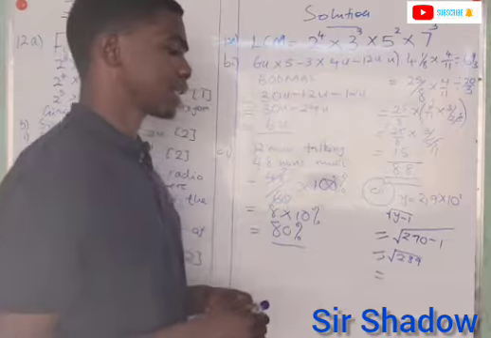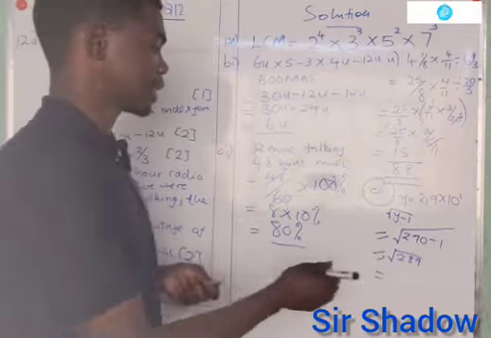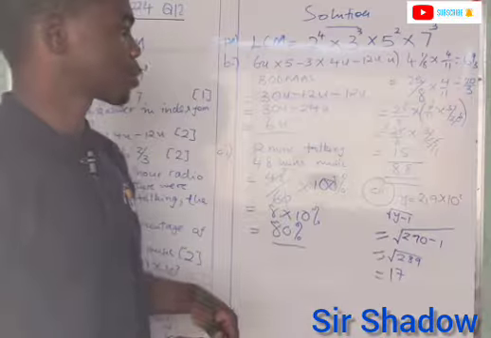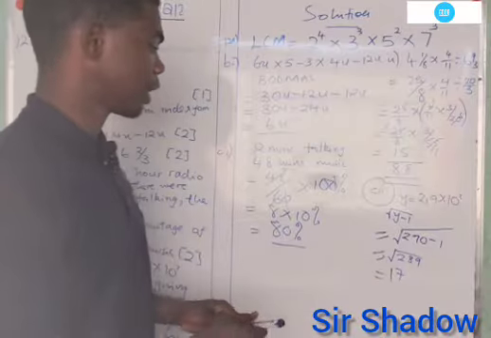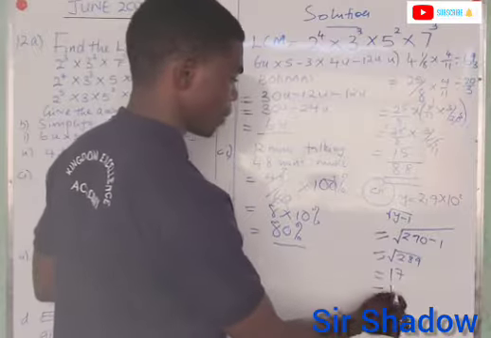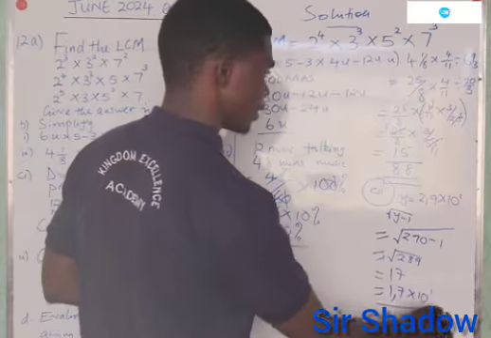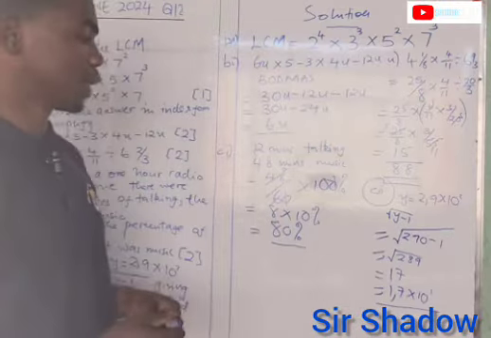289. So I want to find the square root of 289, which is 17. But we were asked to leave our solution in standard form, right? Which is 1.7 times 10 to the power of 1. So this becomes our final solution.